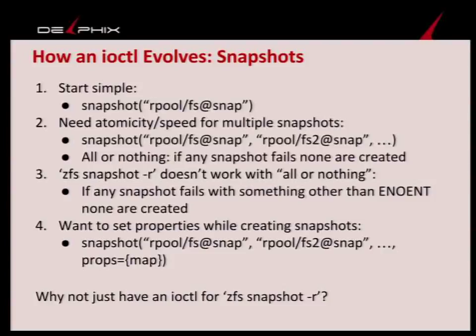And then we come along and say, oh, well, actually, I would really like to be able to create the snapshot and set properties on that snapshot at the same time, as we saw in the previous example. So we can augment this user-kernel interface further and say, okay, fine, the kernel will handle that. You can pass a list of snapshots and a list of properties, with different properties that can be set on each snapshot, et cetera, et cetera. This solves the problem for that one particular case.